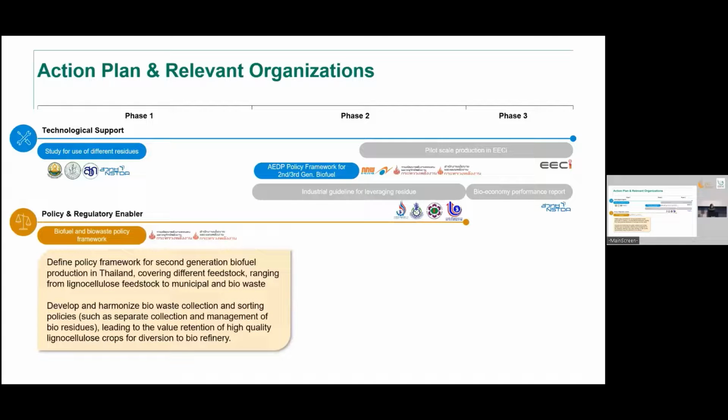The second segment of the action plan is policy and regulatory enablement. Here, the first action plan is to define a policy framework for second generation biofuel production in Thailand, covering different kinds of feedstocks, moving away from the primary crops and focusing on lignocellulose feedstock to municipal and bio-waste options as well. Developing and harmonizing the collection process, or what we call the infrastructure and supply chain, to promote the use of residues and bio-waste would be a focus of this action plan.